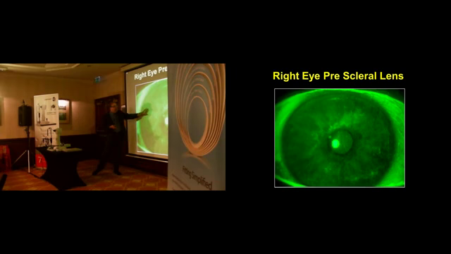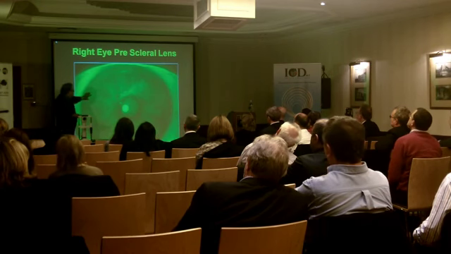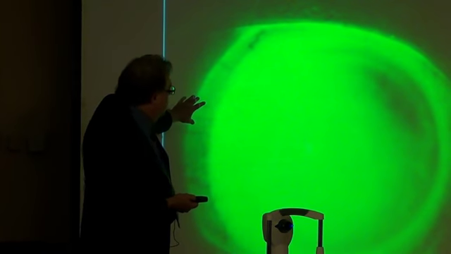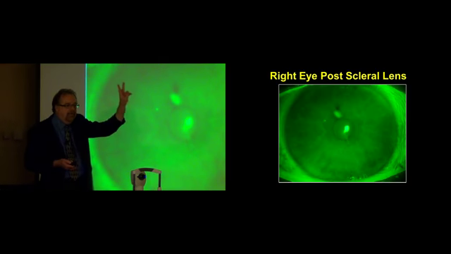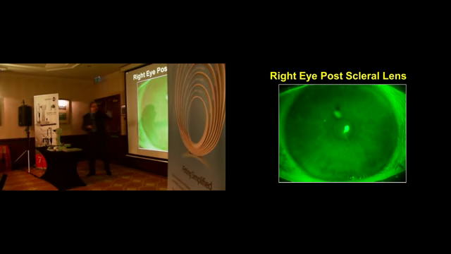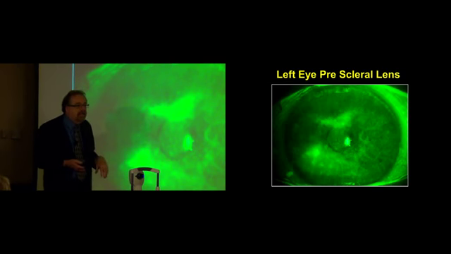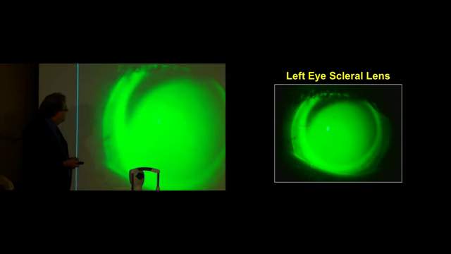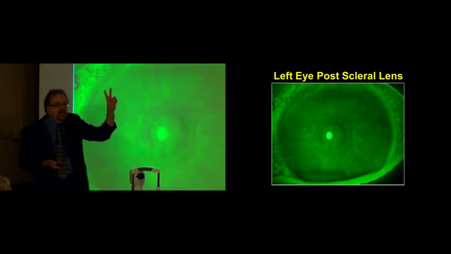Here's a patient we just saw a couple weeks ago. Here is his right eye before beginning the scleral lens. Here's the scleral lens on that right eye. And here he is just 2 weeks after wearing the scleral lens. Here he is before and after. His left eye, more corneal staining. And now we put him in this scleral lens. And here is that left eye 2 weeks later.